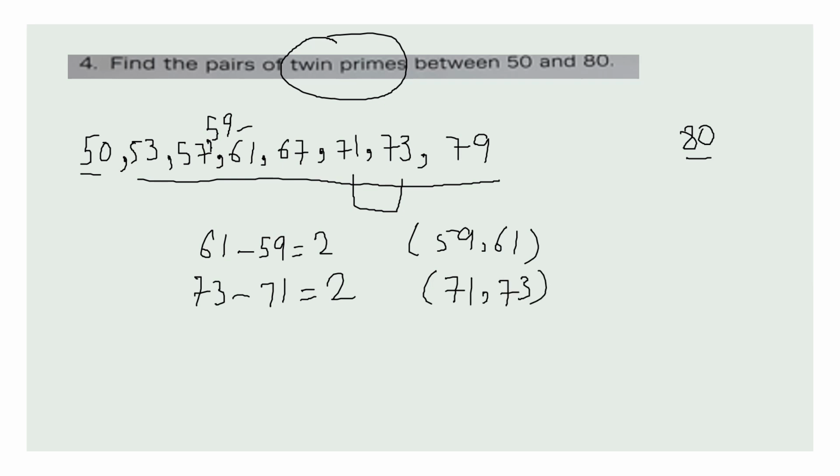Only these have the difference of 2. Why can't I take 50 and 53? Because these have the difference of 3. Why can't I take 79 and 73? Because these have the difference of 6, right? So I have to take the prime numbers that have a difference of 2. That is, when you subtract those two prime numbers, you get the answer as 2. That is only 59 and 61 in this case, and 71 and 73. Okay, these two are the only twin prime numbers in this case.